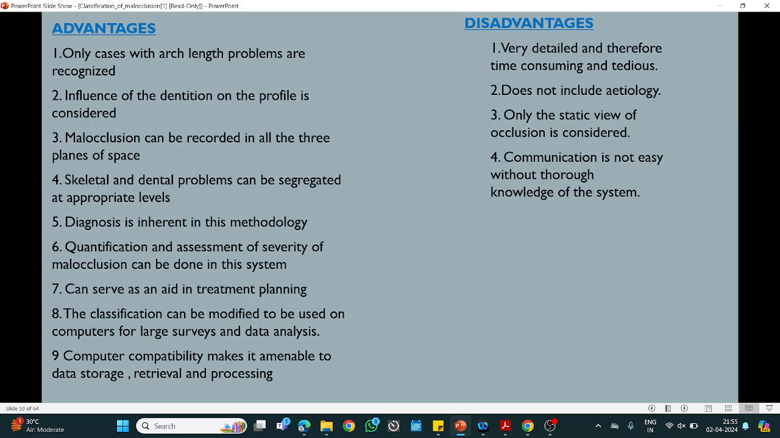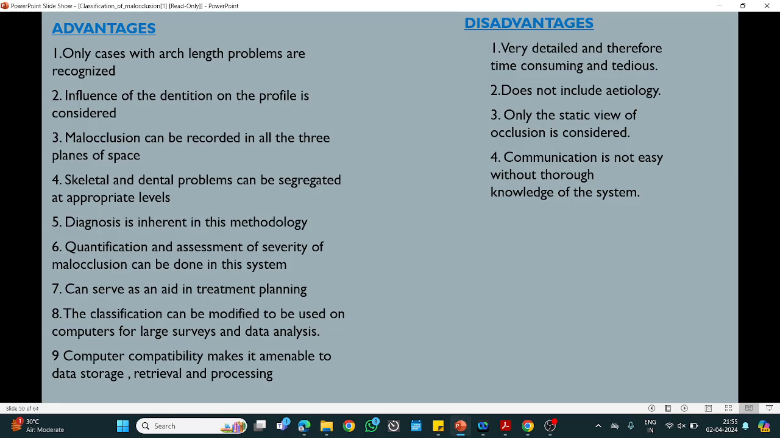Then, what are the advantages and disadvantages of this malocclusion classification? The advantages: cases with arch length problems are recognized. The influence of the dentition on the profile is considered. Malocclusion can be recorded in all three planes. Skeletal and dental problems are segregated at appropriate levels. Diagnosis is inherent in this methodology. Quantification and assessment of severity of malocclusion can be done.